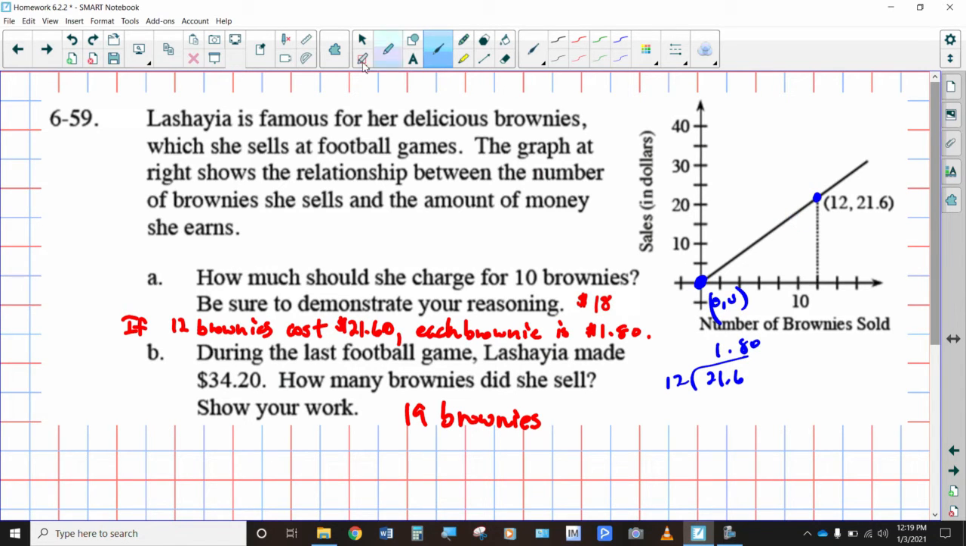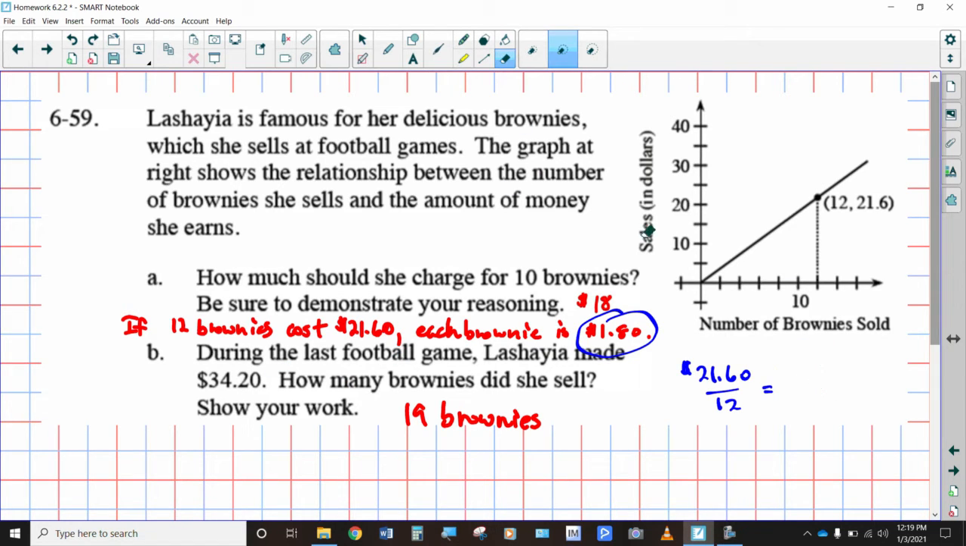Okay, so remember, how do we find the unit rate? Well, if you know it's $21.60 for 12 brownies, we're trying to find out how much it's going to be for one brownie, and that's why we divide $21.60 by 12 to figure out our unit rate. And so it says, during the last football game, Lashaya made $34.20. How many brownies did she sell?